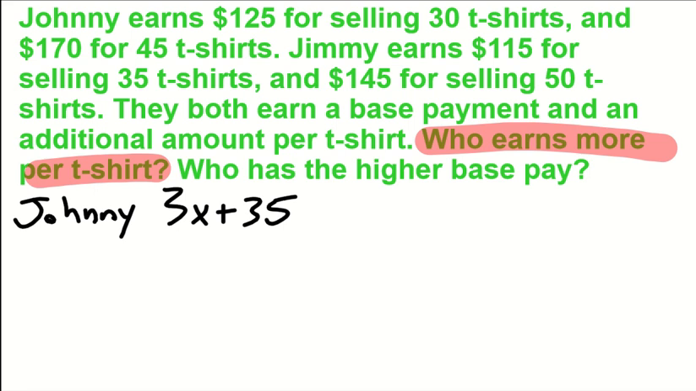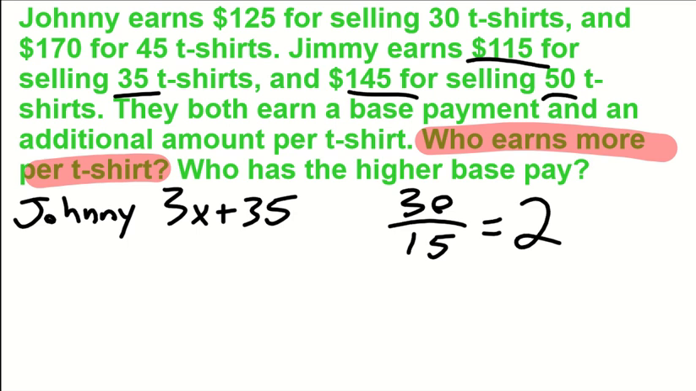So we have to find Jimmy's. For Jimmy, our change in y with the money is going up 30. For the change in x with the number of t-shirts, that's going up 15. So that's a slope of 2. So who earns more per t-shirt? Johnny. That answers the first question. Johnny earns more per t-shirt. We just had to find the slope. If that's all the question was asking for, all you'd have to do is find the slope for each of them.